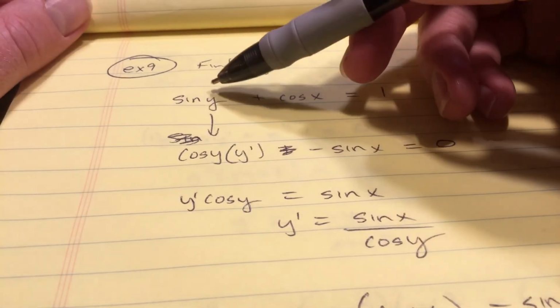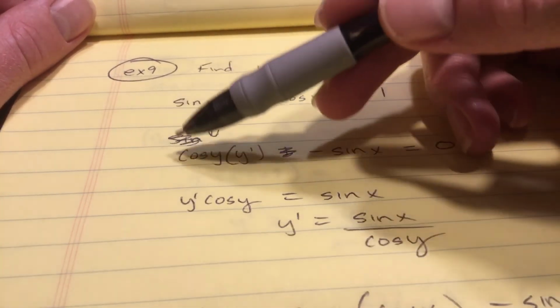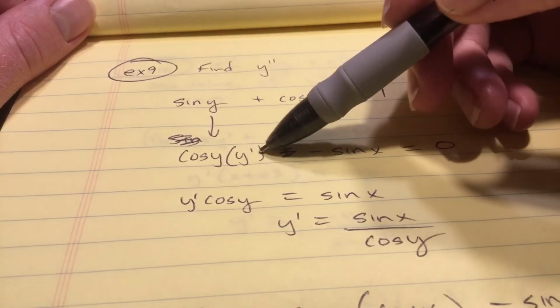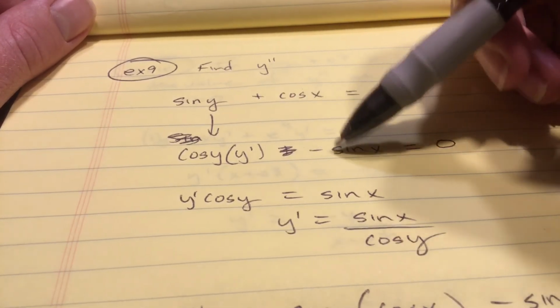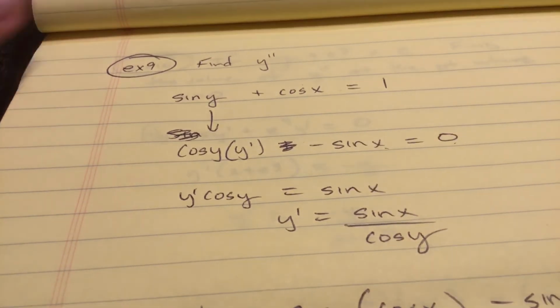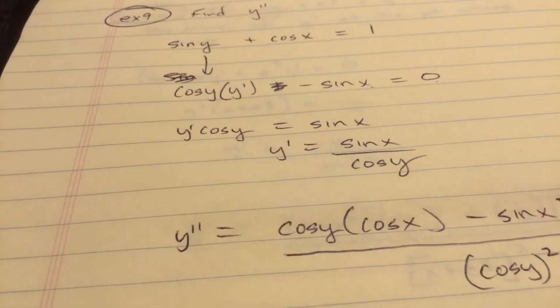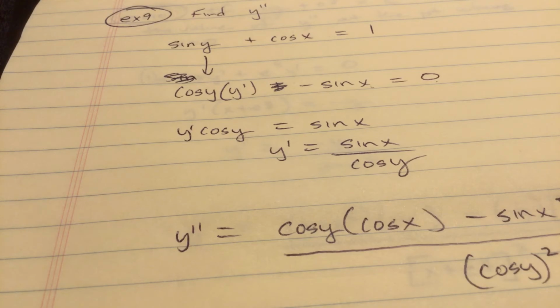So here, derivative of sine of u would be cosine u times the derivative of u. Derivative of y is y prime. Derivative of cosine x is a negative sine x equals 0. Move the sine x over. Divide both sides by cosine y. So that's pretty innocent. Y prime is sine x over cosine y. That's simpler than what we were given at the beginning.